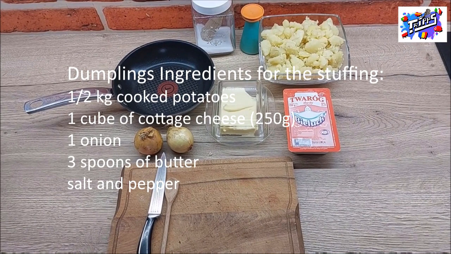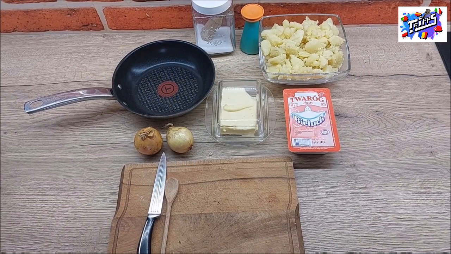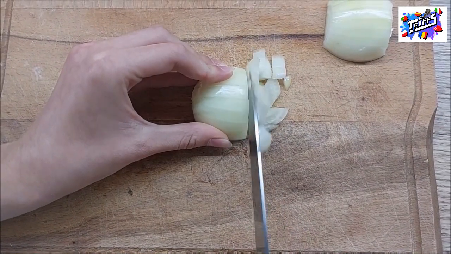Dumplings, ingredients for the stuffing: 1/2 kilogram of cooked potatoes, 1 cube of cottage cheese, 1 onion, 3 spoons of butter, salt and pepper. Now we will prepare the stuffing for dumplings. First, chop the onion and fry it in butter.